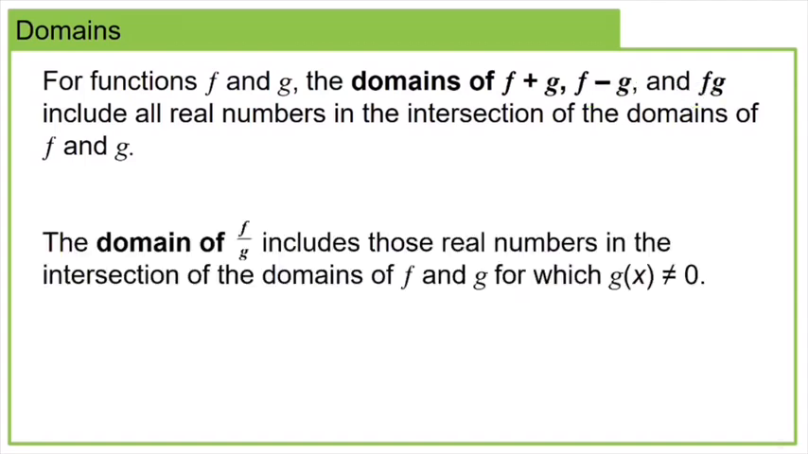as long as you're either adding, subtracting, or multiplying. However, as you probably noticed on the last slide, we have to be a little careful when we talk about the domain of f divided by g. It's almost the same, but we have to be careful. The domain of f divided by g includes those real numbers in the intersection of the domains of f and g, for which g of x is not equal to 0. So it's the intersection of the domains of f and g, just like the sum, difference, and product, but in addition to that, we have to leave out any x values that cause g to equal 0, because remember, g is in the denominator of this quotient.